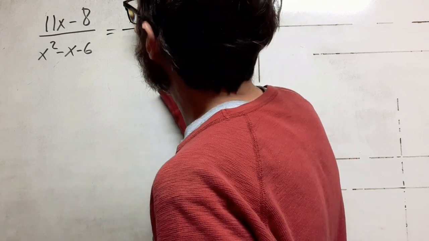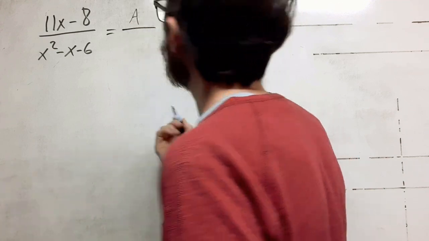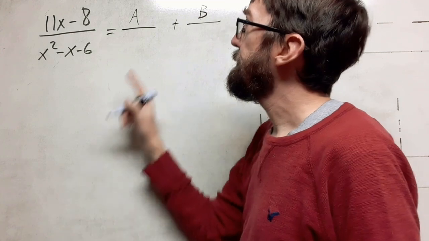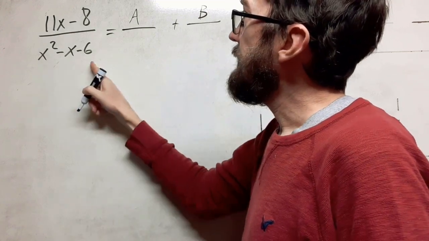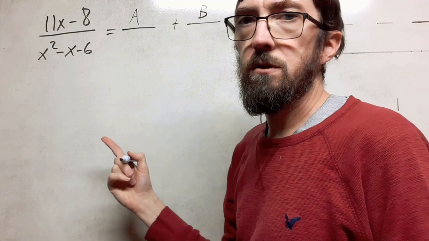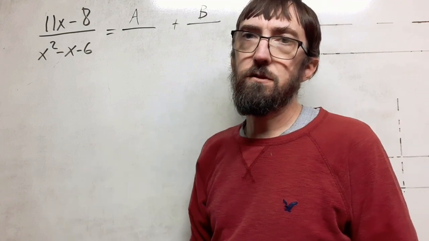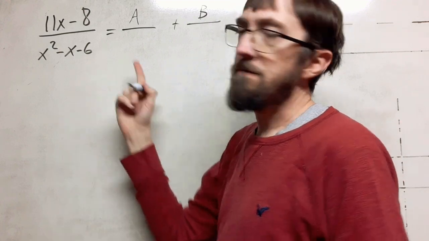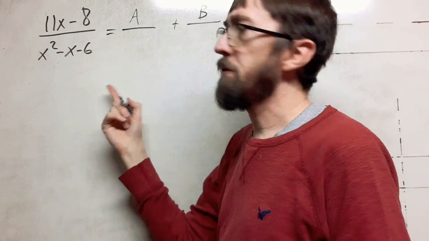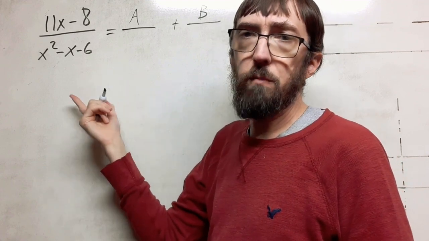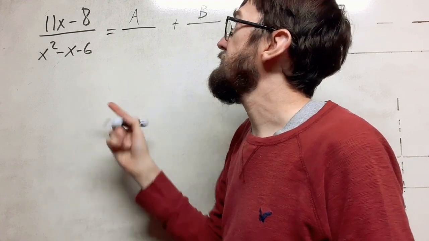The numerators, again, we're going to call A and B. We're going to fill those in later. So now we have a quadratic here that we need to factor. You can use your favorite factoring method. Again, I have 6 here. We know 2 and 3 multiply together to give us 6. Those are the factors there.